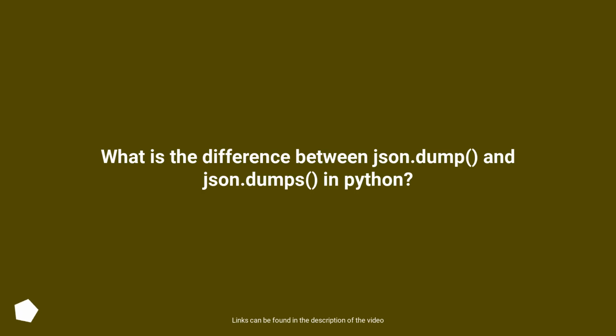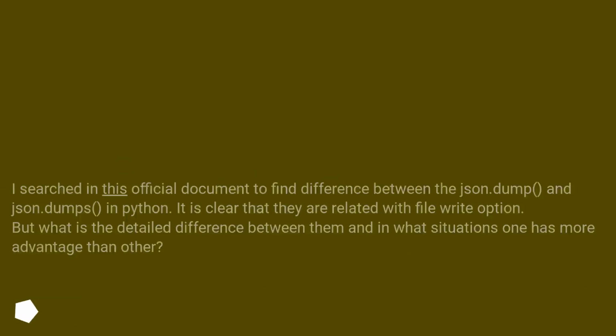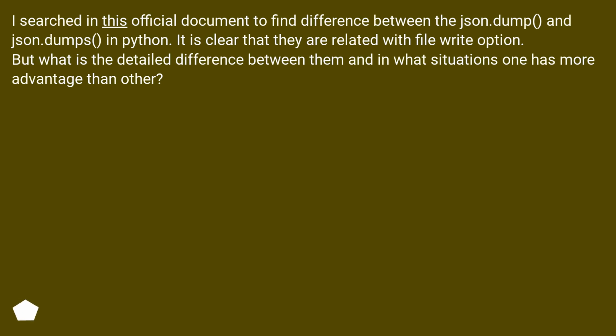What is the difference between json.dump and json.dumps in Python? I searched in this official document to find the difference between json.dump and json.dumps in Python. It is clear that they are related with the file write option. But what is the detailed difference between them, and in what situations does one have more advantage than the other?